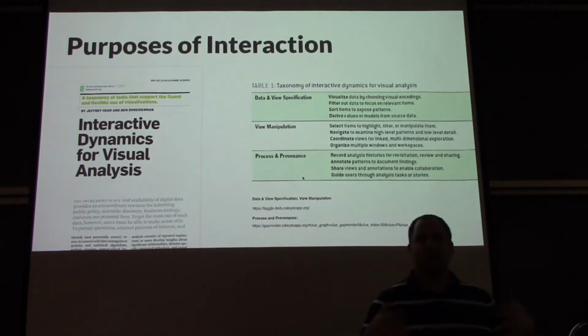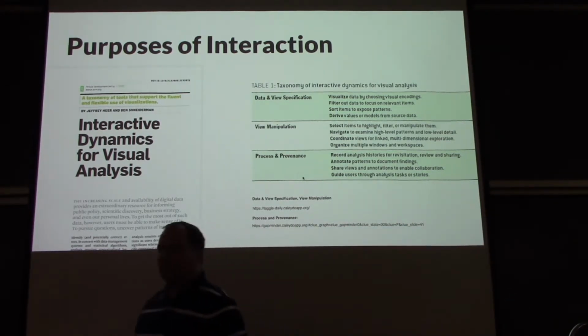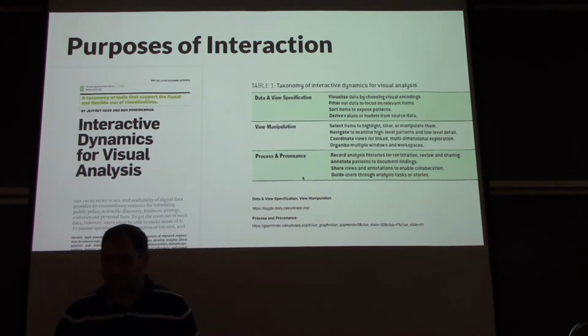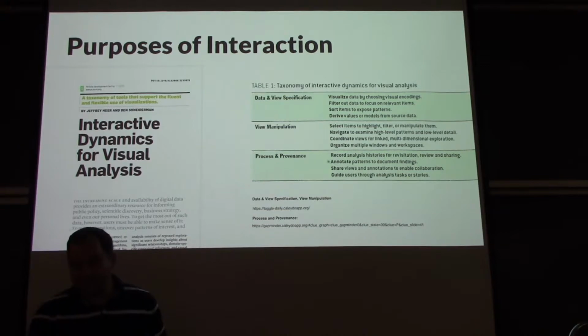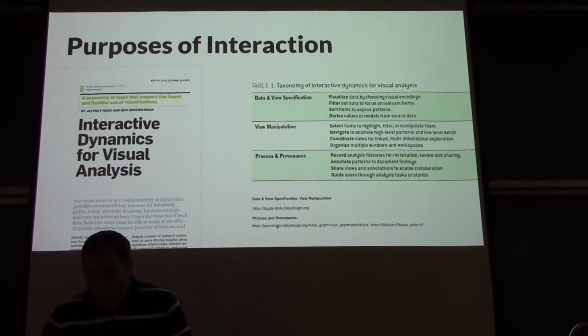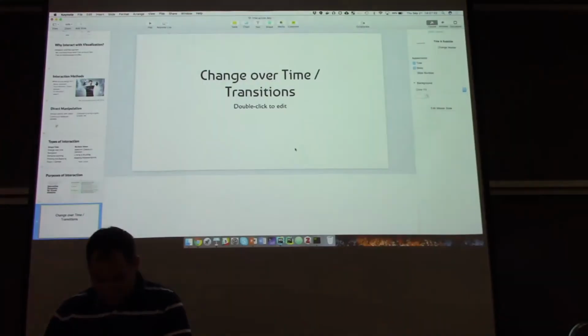This undo and redo stack is what you can actually do by capturing the provenance. If you write code, you have the provenance of the text, the sequence in which you have written it, and you can do undo and redo up to a certain point usually. And then there are these other things here: annotate patterns to document findings, share views to enable collaboration, and guide users through analysis, tasks, or stories. And so I wanted to show you a couple of examples here. These are not links.